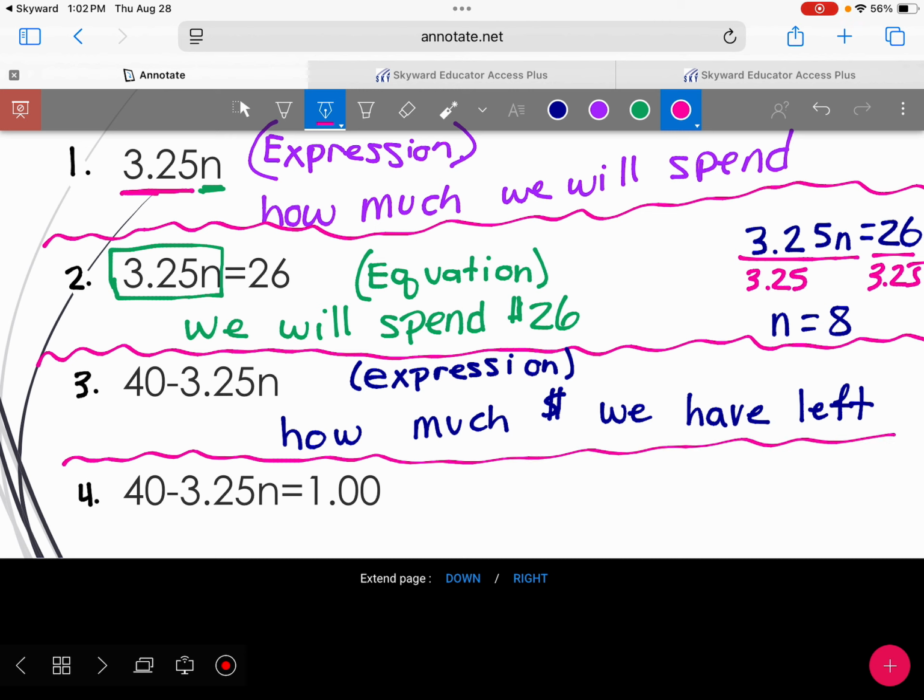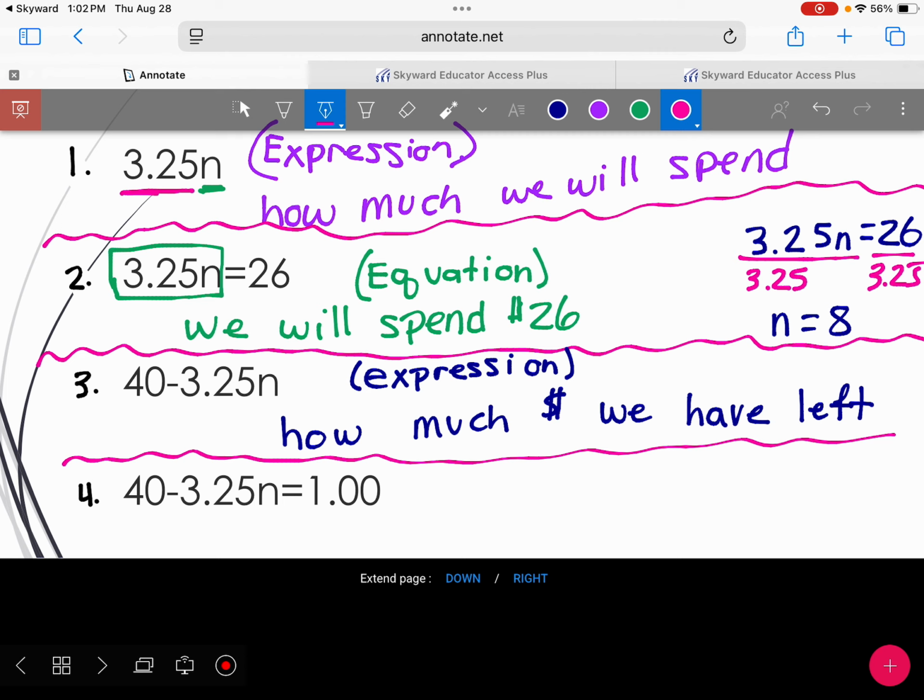So we got one more statement up here. What is that trying to tell us? That is the equation for number 3. It's our expression from number 3. So it's how much money we have left, turned into an equation. And so how much money we have left is what? $1. When we have $1 left, we could solve this and figure out how much gas it would take until we had $1 left.